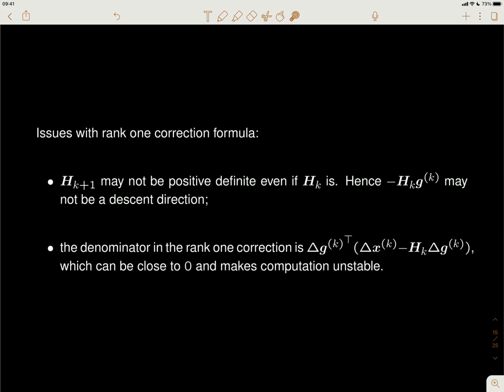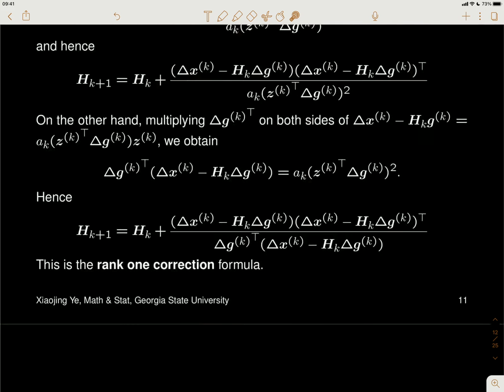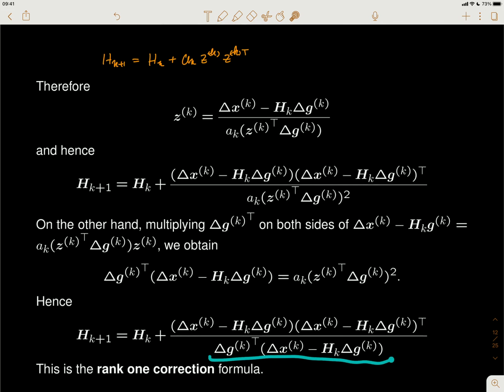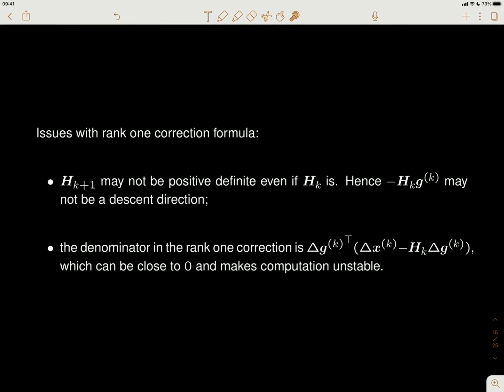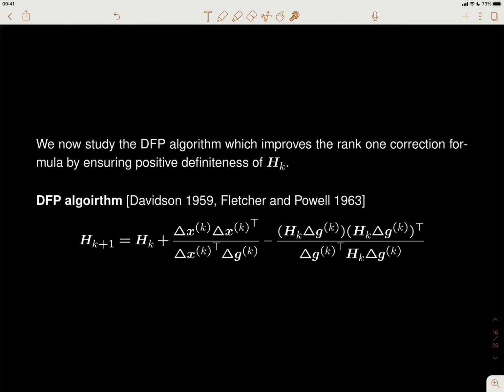The second issue is that in the rank 1 update formula, this denominator, after certain iterations, could be very close to 0. When it is close to 0, dividing by it can make this computation not very stable, because there will always be some numerical stability issue during the actual computations. So that is another drawback of the rank 1 update rule. And that's why some other methods were developed to overcome the issue.